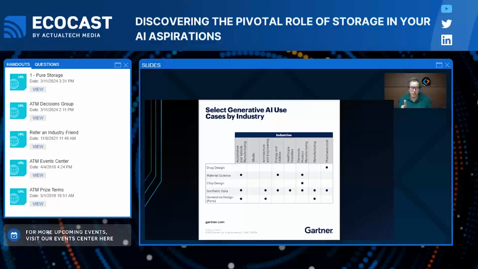So this chart here represents an educated guess from Gartner last year about the vertical industries where these opportunities might exist. So for example, let's look at that first column, which is the automotive and vehicle manufacturing industry. For that industry, generative AI opportunities might arise in material science and generative design for parts. A couple of columns over, you can see the energy and utilities industry has opportunities in material science. And in the last column, the pharmaceutical industry could benefit from generative AI in drug design.